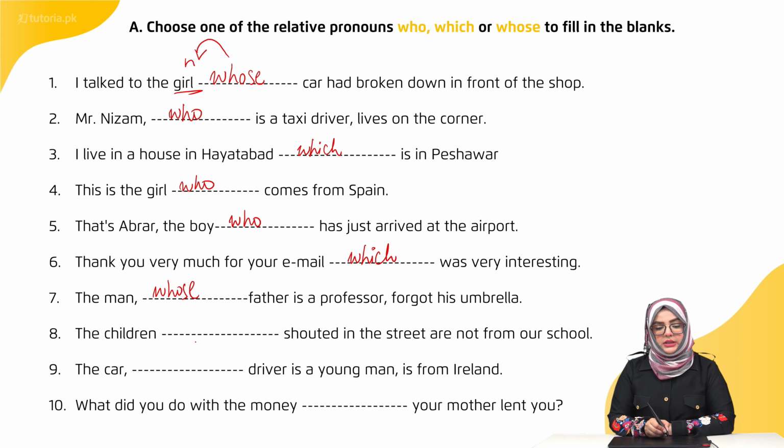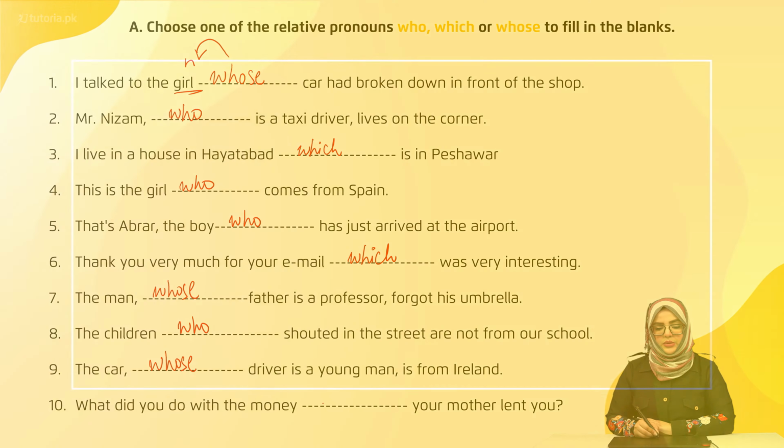Eighth is: the children dash shouted in the street are not from our school. The children who shouted in the street. Ninth is: the car dash driver is a young man is from Ireland. The car whose driver is a young man is from Ireland. Tenth is: what did you do with the money which your mother lent you?